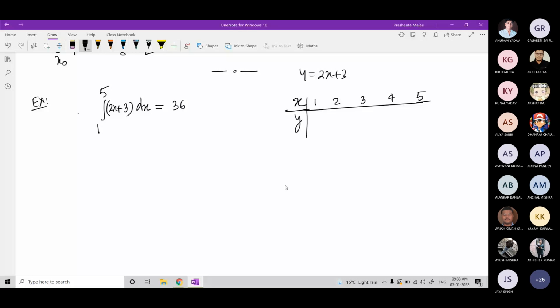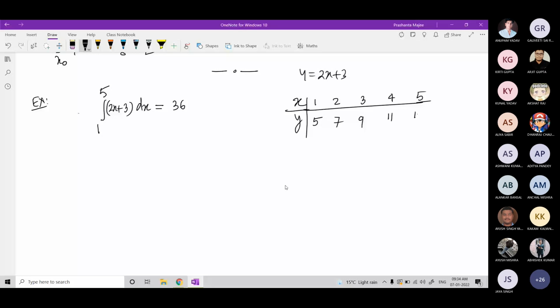What are the y values at x equals 1, 2, 3 and so on? At 1 it is 5. At 2 it is 7. At 3 it is 9. At 4 it is 11. And at 5 it is 13.